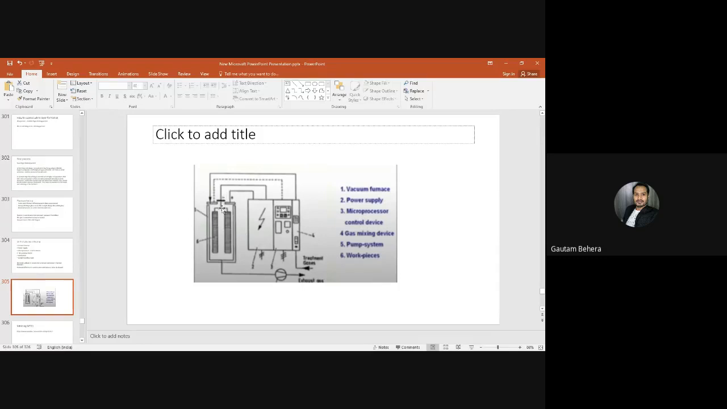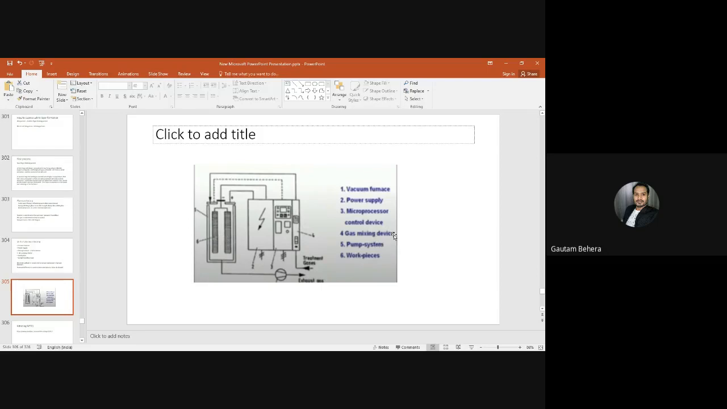And the cathode is attached to the sample which we need to nitride, right? They are connected to the supply. You can see the electricity or voltage supply, and we have a microprocessor control unit, which can control the temperature, the voltage, and the vacuum level inside the furnace. And we need a gas pumping system, which will provide a mixture of nitrogen and hydrogen into the chamber. And we need a pumping system, as I told. This is the workpiece.